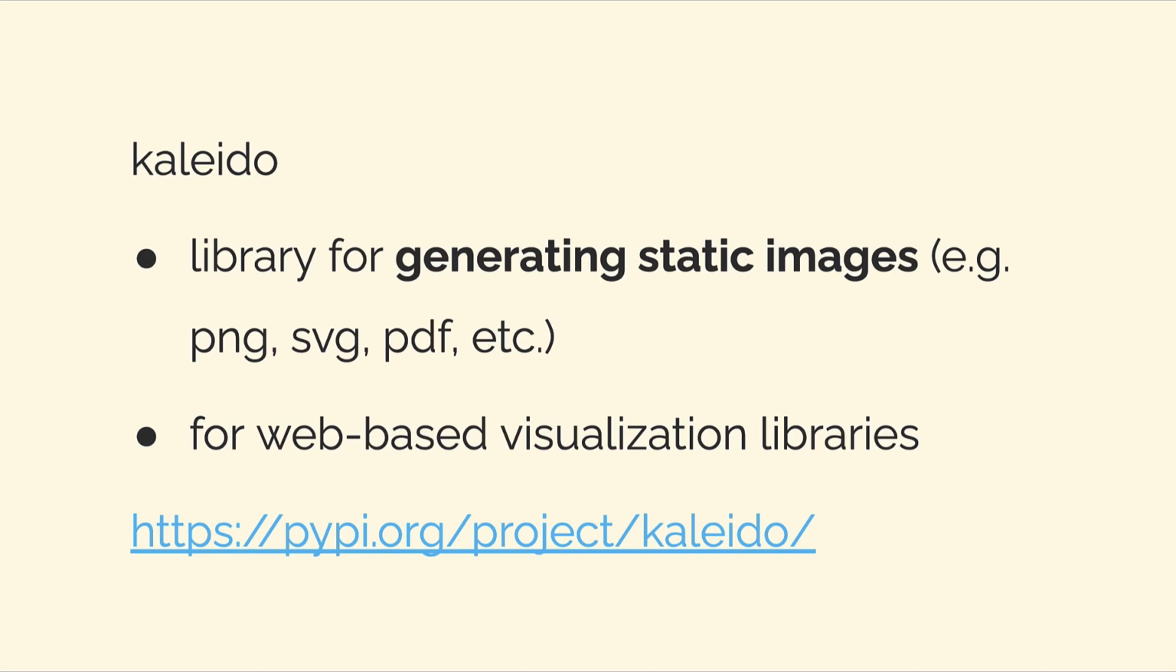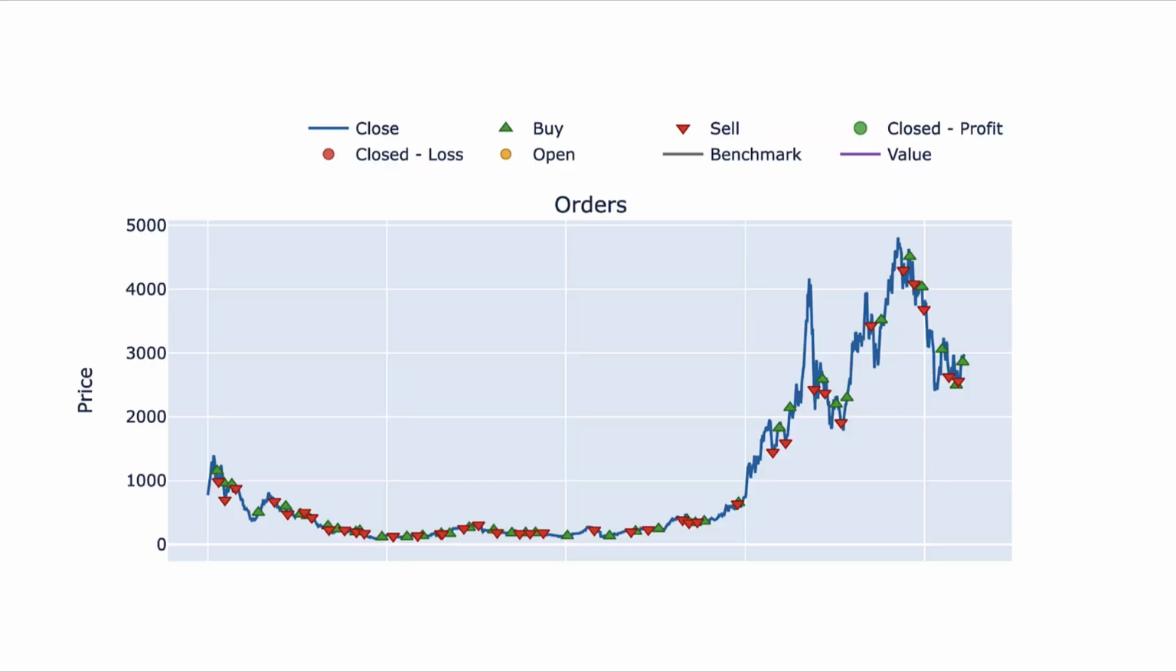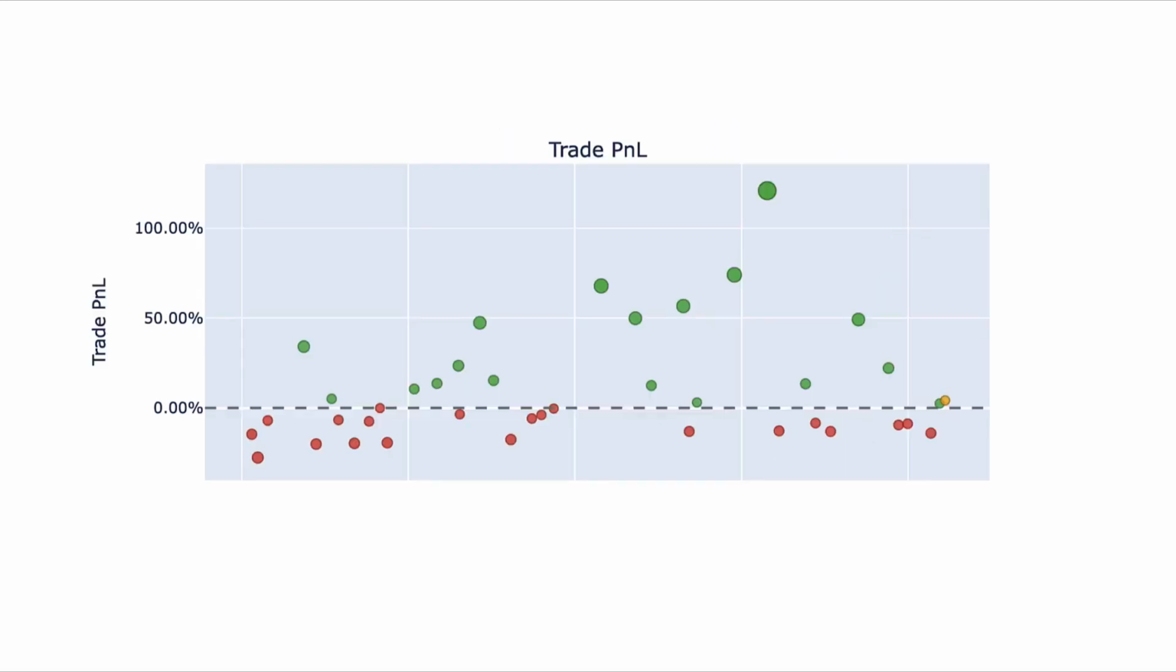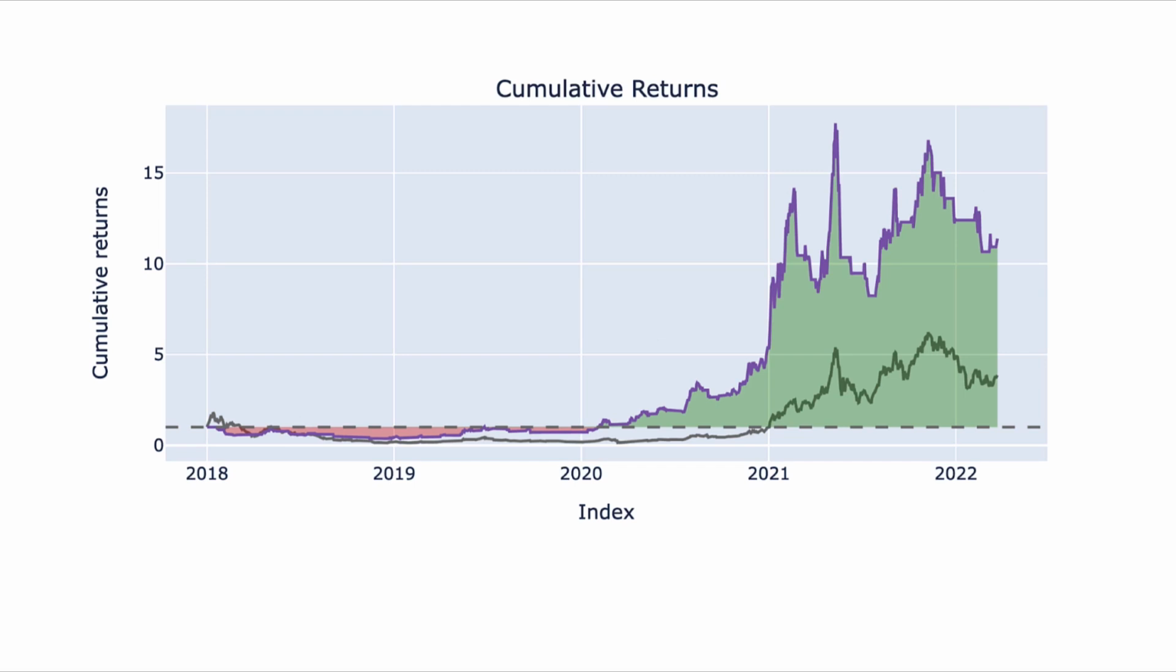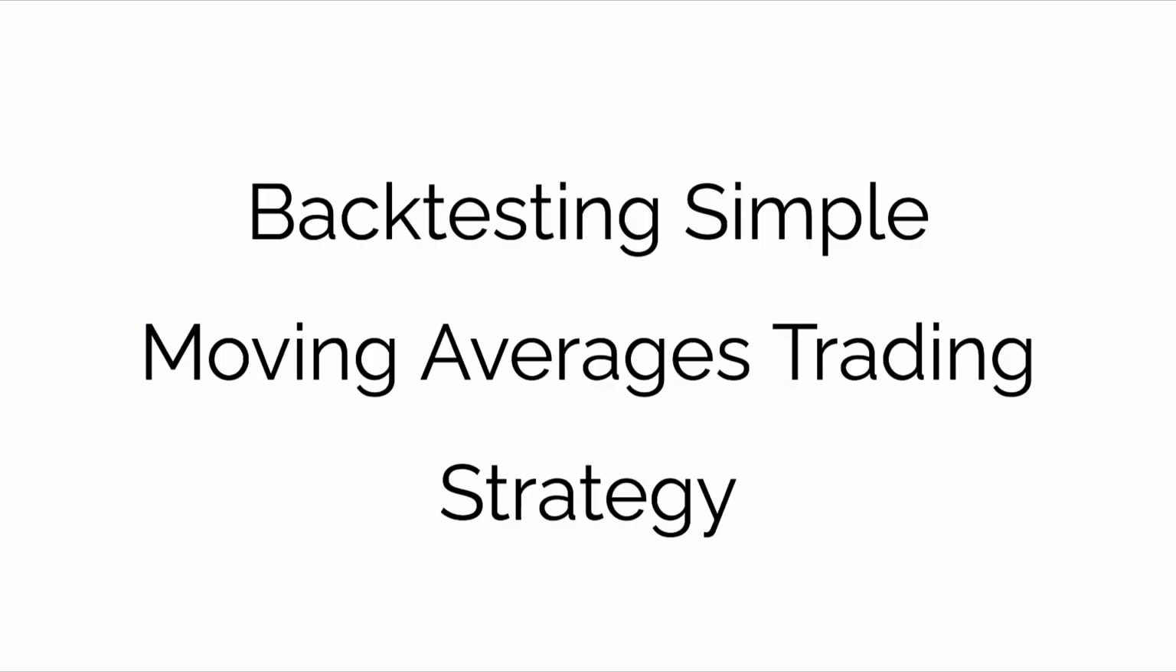This is a library for generating static images like PNGs, SVGs, PDFs, JPEGs, and it's a library for web-based visualization. So we're going to build visuals from our data and to predict our prices with our trading strategy. So a visualization library will come in handy for the project. All right, so that is an overview of our project. So join me coming up next where we're going to begin.